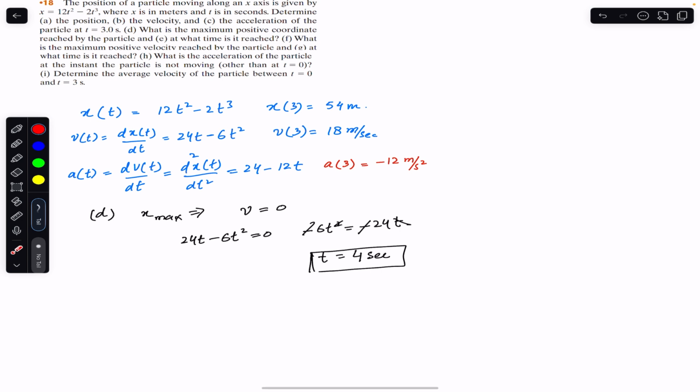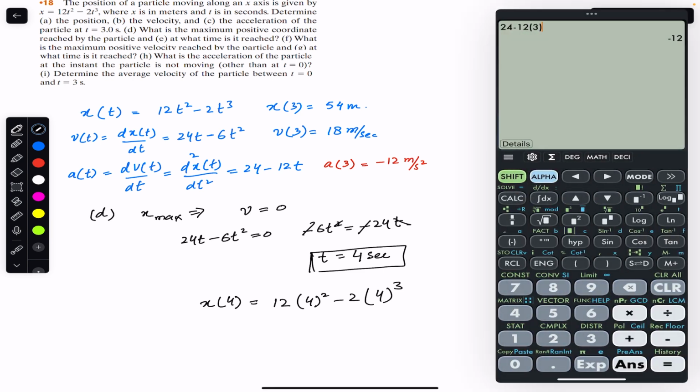So if we put t equals 4 seconds in this x of t equation, we will find that maximum positive coordinate. So we can say that x of t at 4 seconds, which will be the maximum positive coordinate, is equal to 12 t square, so 4 square, minus 2, 4 to the power 3. So this is 12 into 4 square minus 2 into 4 to the power 3. This gives me 64 meters.